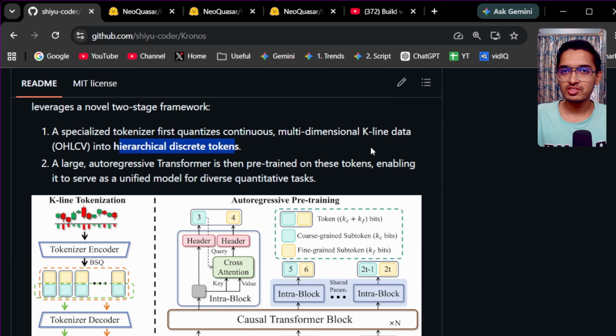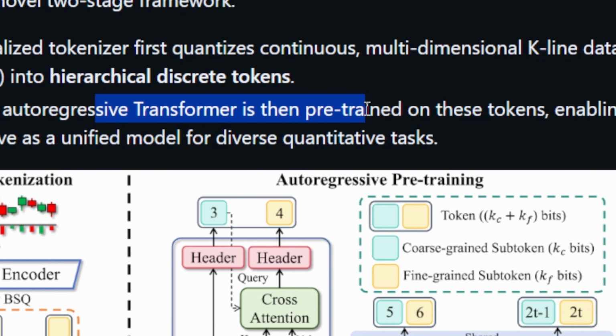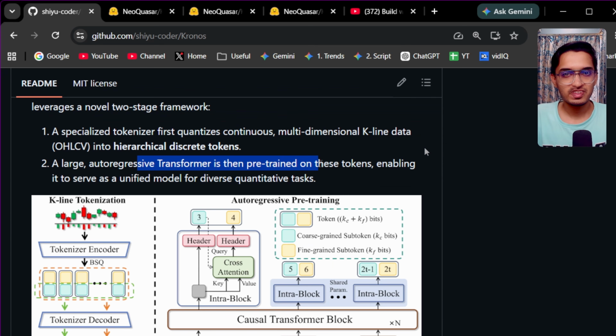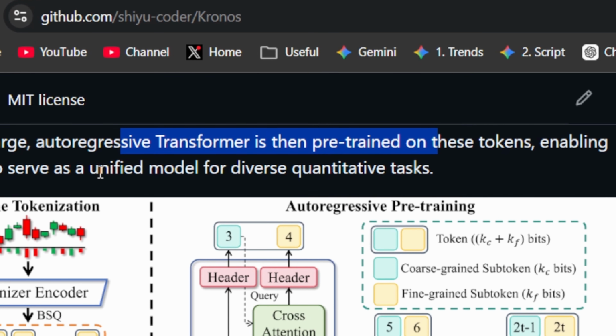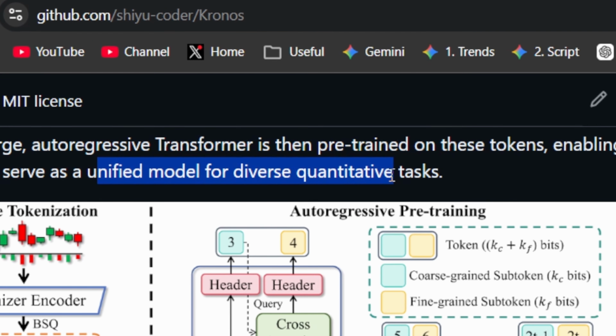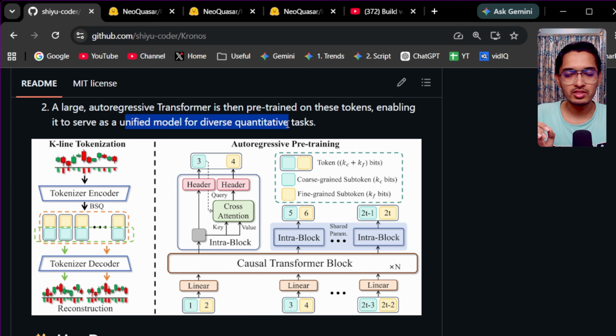This process turns the complex line charts into simple language, so it basically translates all that math into a format that AI can read. Then the second stage brings a large transformer brain, which is trained to read these simplified market tokens. So it learns to guess which token will naturally come next, which helps it to predict future market movements. And because it understands the core language of the financial charts, you can use it for many different financial jobs, as it is not just limited to guessing the next market price, but also to measuring market risk and volatility.